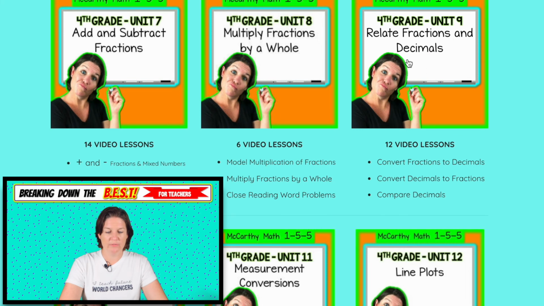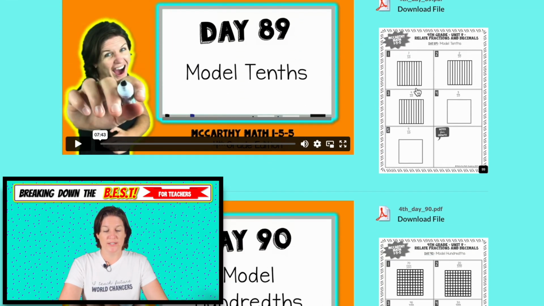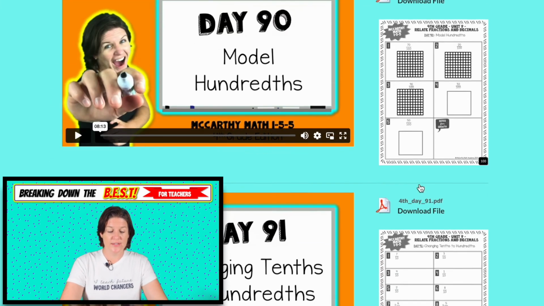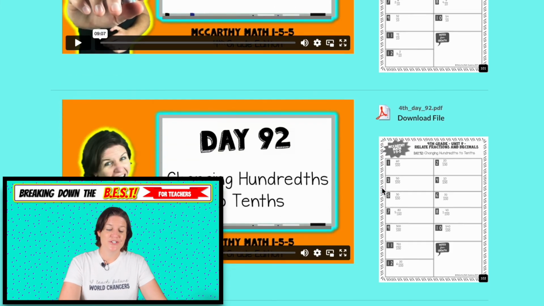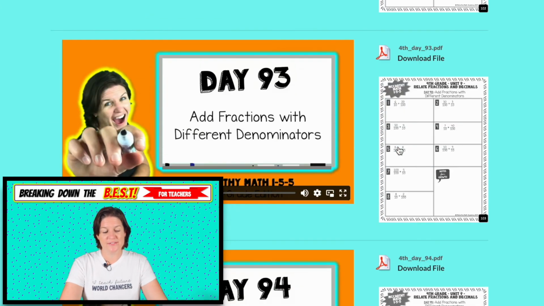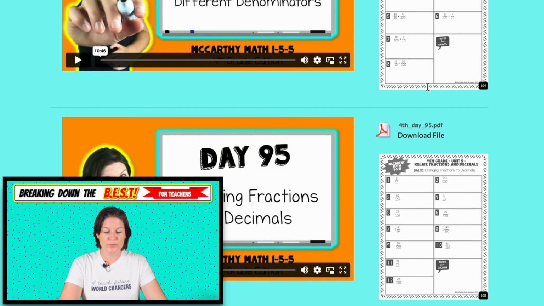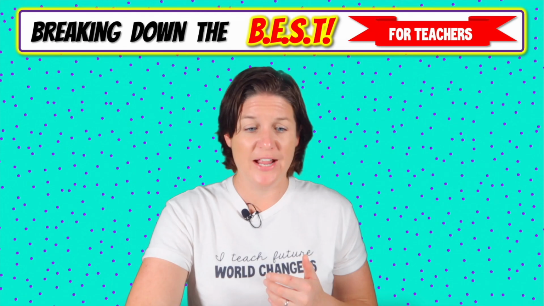But I believe we're looking right here for this standard, because we're going from tenths to hundredths, I believe we need to look at relating fractions and decimals. Here it says modeling tenths, so if they need more help with that, modeling hundredths, changing from tenths into hundredths, changing from hundredths into tenths, and so on. Adding fractions with different denominators, 12 video lessons there. So you can see there's so much here available for you with the gold plan. All right, I think that is it.